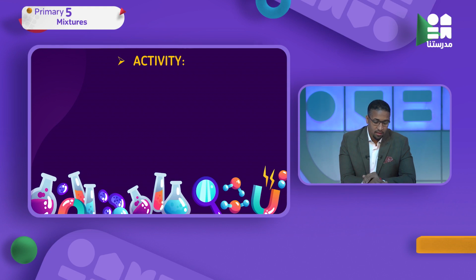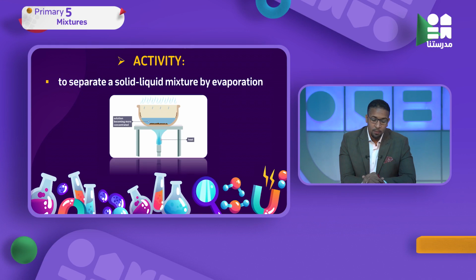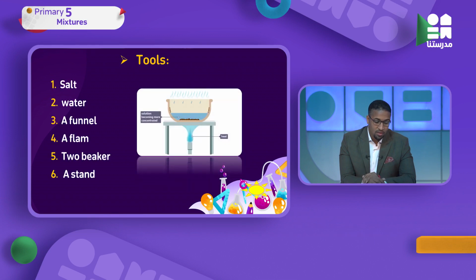In the next activity, we will separate solid-liquid mixture by evaporation. So we will use heat and evaporate water to separate water, the liquid, from a solid substance like salt. So we will need tools like salt, water, a funnel, a flame, 2 beakers, and a stand.